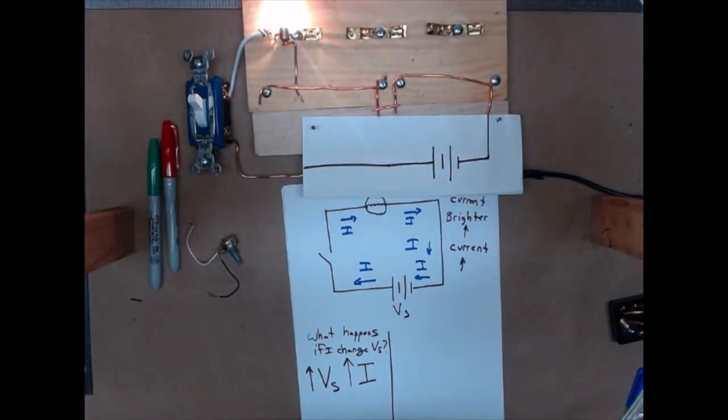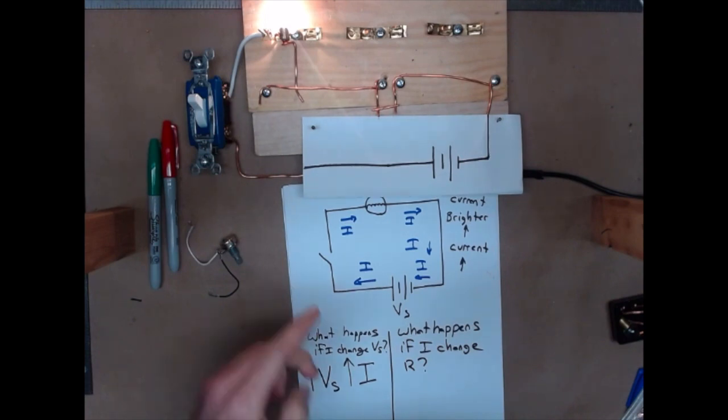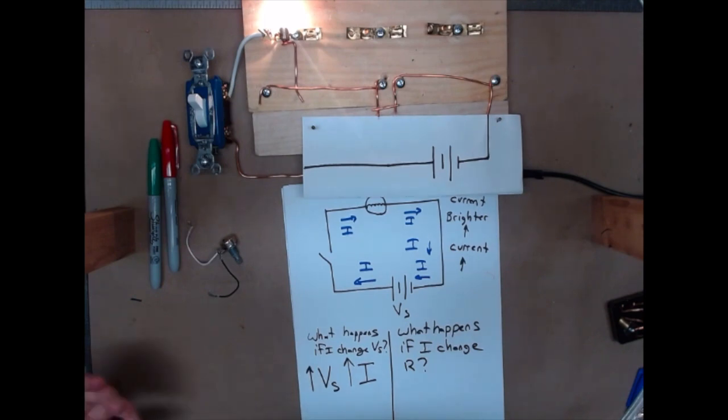My next question is going to be, what happens if I change R? Well, as I said before, I cannot change the resistance of the bulb. That's not possible. But what I can do is change the resistance of the circuit. If I increase the resistance and the bulb gets brighter, that means resistance increases the current. We know that's not what's supposed to happen, but let's actually observe it.